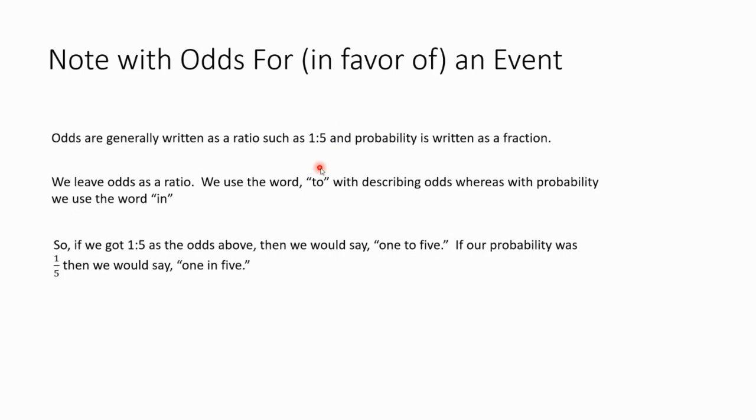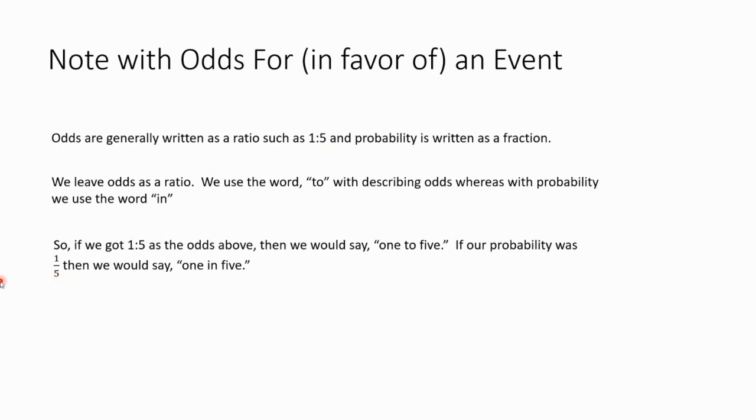This won't come up too much in this class, but with probability, we like to use the word "in." 1 in 5, whereas 1 to 5 would be odds. You know, it's just terminology that people like to use.